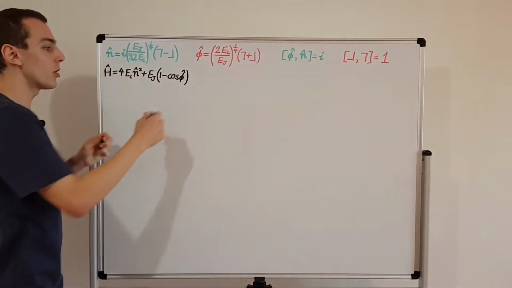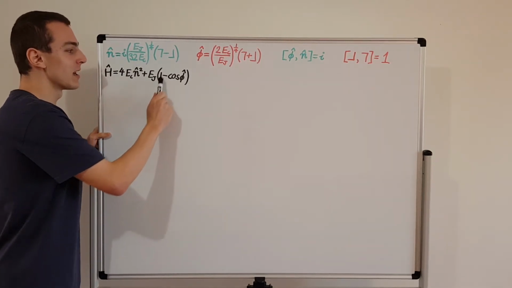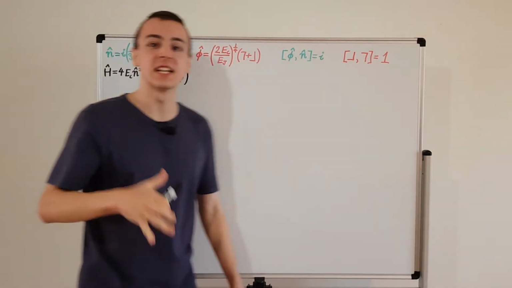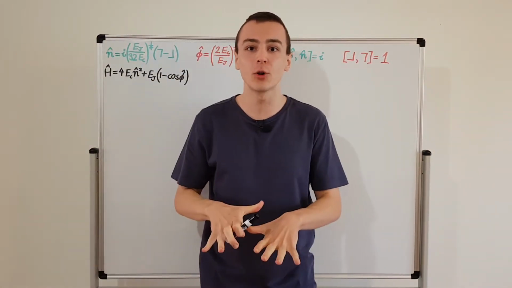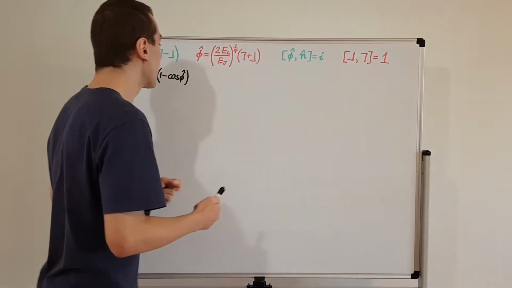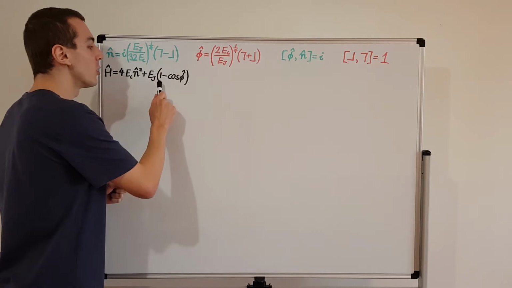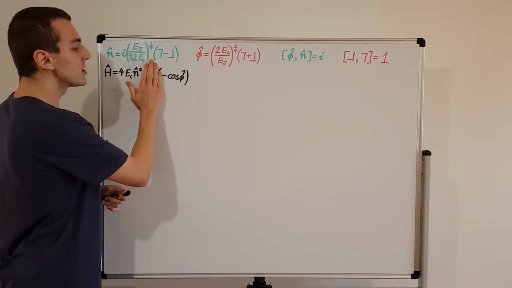So have a look at what's going on over here. All I've done is I've added a constant. This constant has no physical significance. Adding a constant to the Hamiltonian is just like changing the zero of the potential energy function. It doesn't have any physical significance, and so we're free to choose whatever constant is most convenient. In the previous video, I didn't have this constant over here.